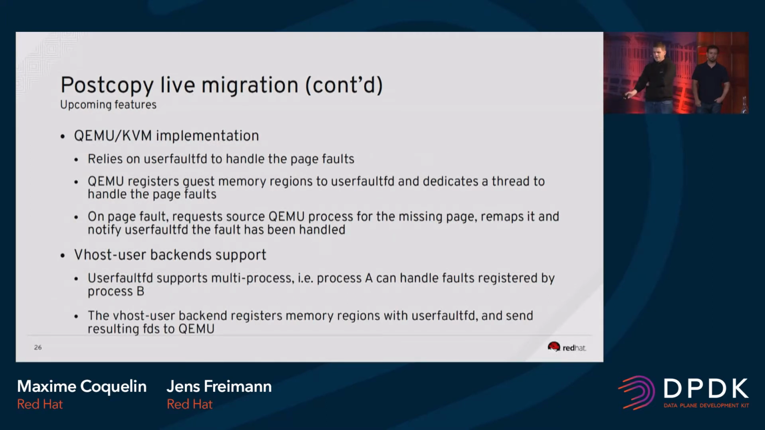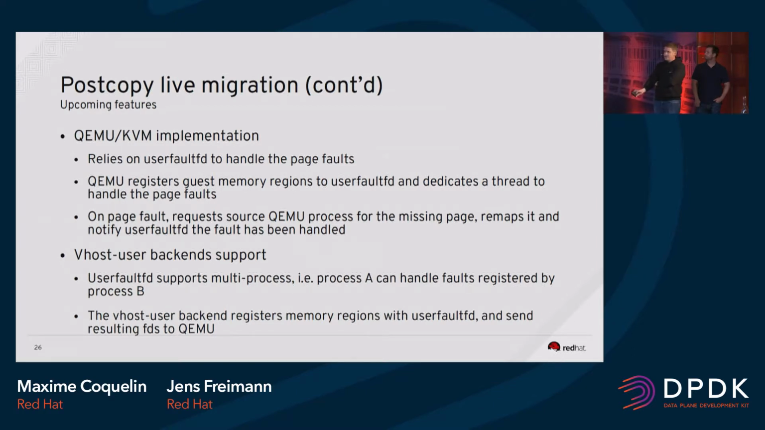So QEMU supports post-copy live migration, and it relies on userfaultfd to manage page faults. What happens is that QEMU registers all the guest memory regions to userfaultfd, and one thread in QEMU is dedicated to handling the page faults. When a page fault happens, the thread gets the address, requests the missing pages from the source QEMU, remaps them into the destination, and notifies userfaultfd that the page is now ready, and the VM is resumed.